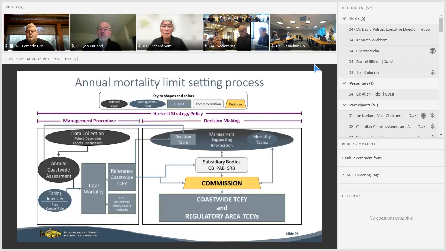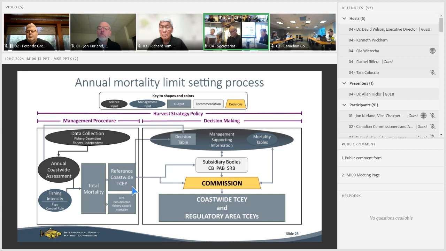So I want to show this slide really quick. This is an illustration of the harvest strategy policy, showing on the left here the coast-wide scale portion of it and the management procedure portion of it. And then here is the decision-making process on the right. And so what you can really see, the output of the management procedure is the reference coast-wide TCY.